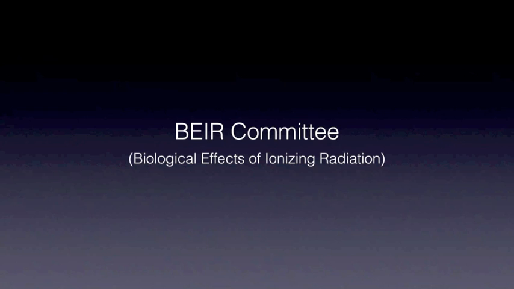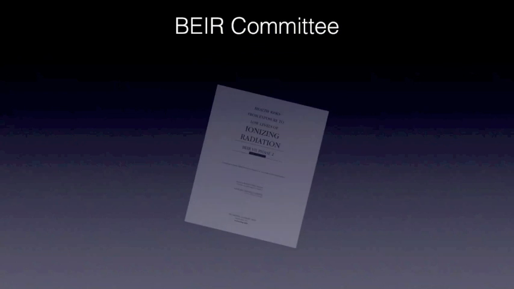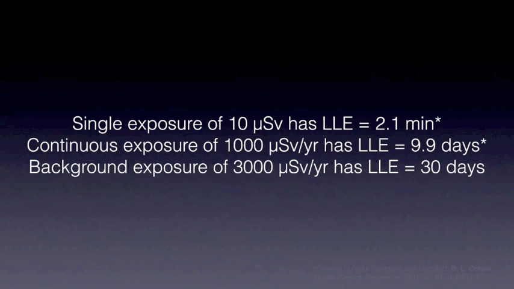So I introduced in the last podcast the ICRP, and in this podcast I want to introduce you to the BEER committee, which is the biological effects of ionizing radiation. And many of the health physicists actually believe that the BEER committee is just a little bit more stringent in terms of how they report risk than even the ICRP.